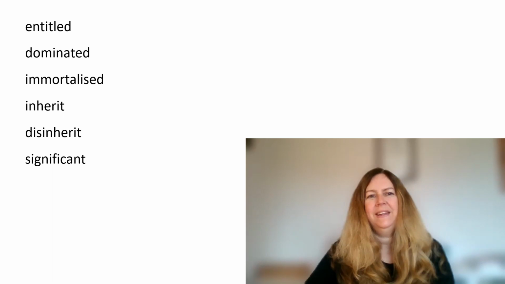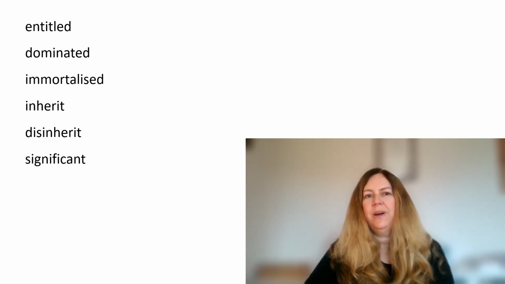First of all, let's take a look at some of the difficult words you are going to hear. If you are entitled to something, it means you have a right to it. To dominate means to have control over something or to be the biggest issue. If you are dominated by something, it means it has power over you or you are defined by it. To be immortalized means to remain famous even after your death.